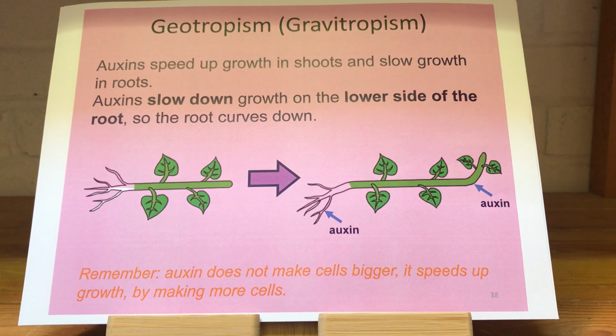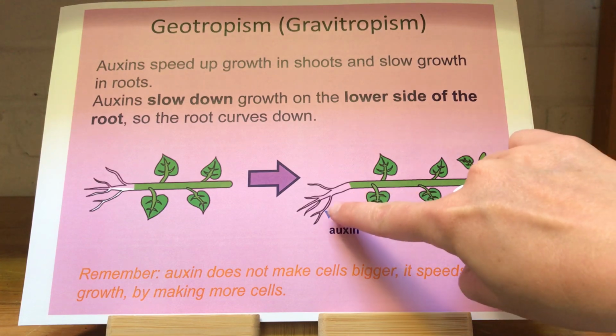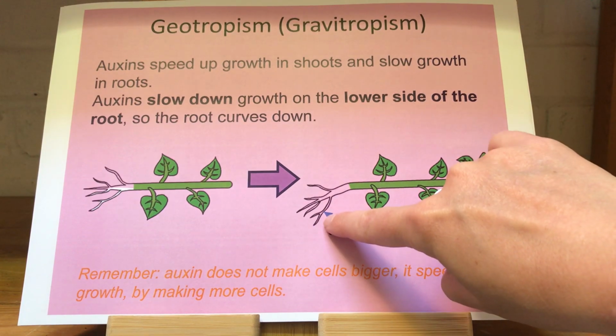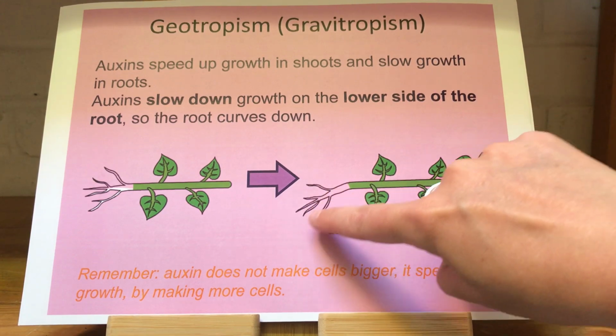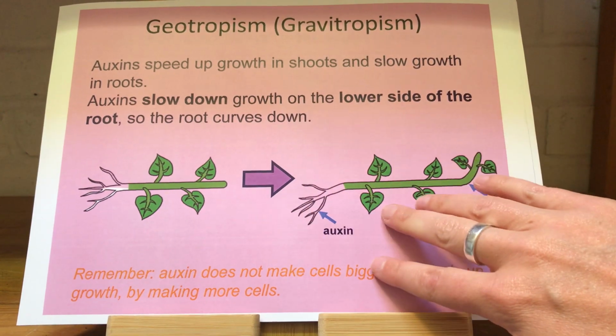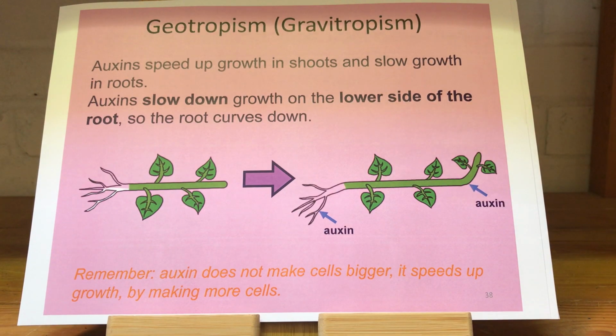Auxin in roots slows down growth, so the auxin builds up on this side, on the underside again, so they grow slower, so the other ones come down more, allowing that root to bend back into the soil. So auxin in shoots speeds up growth, auxin in roots slows down growth, and it's both the auxin going to the underside.